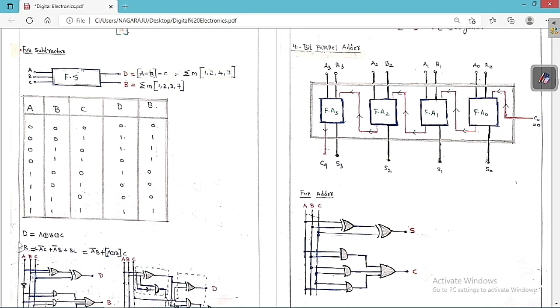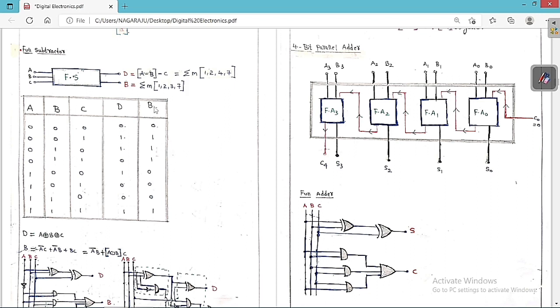Then what is the value of the difference? If you see carefully, only when the number of input variables having one values is odd, then the corresponding output is 1. So if the input variables have an odd number of ones, we can say the output is 1. So we can simply say the difference is nothing but A XOR B XOR C.